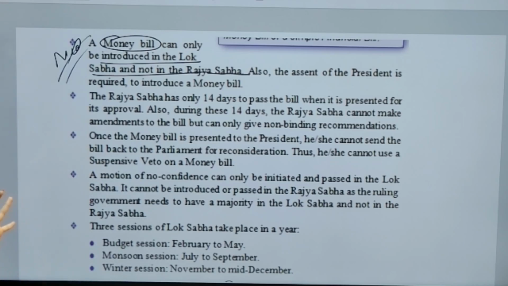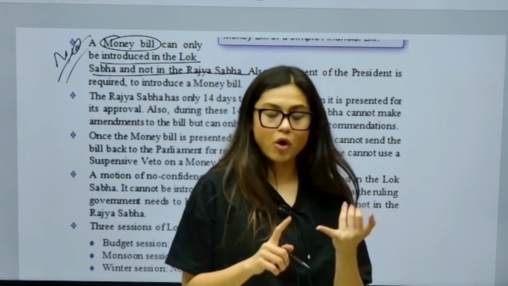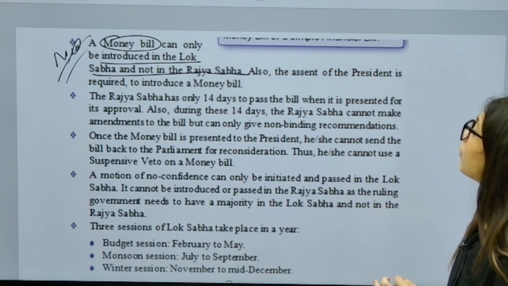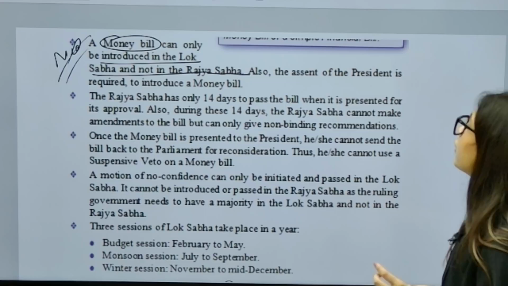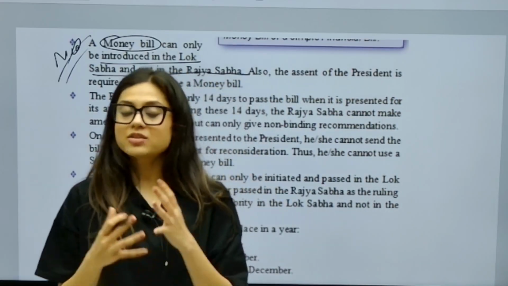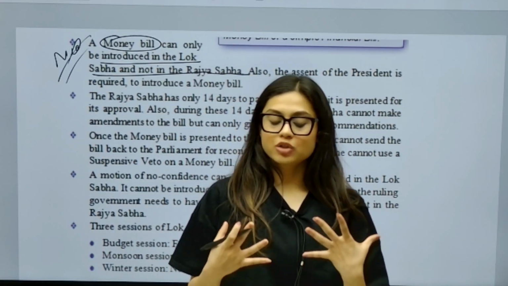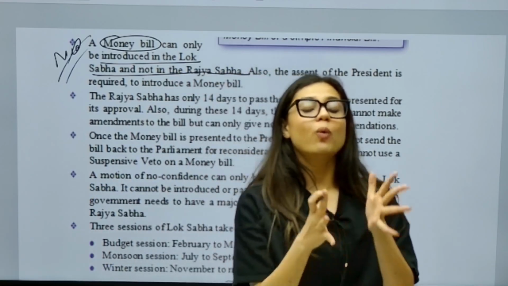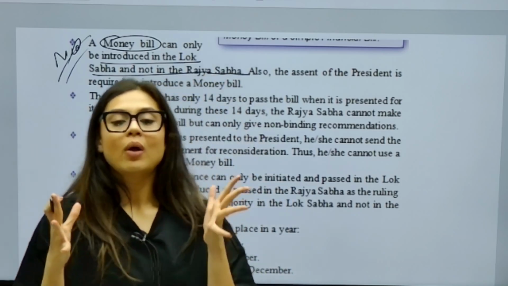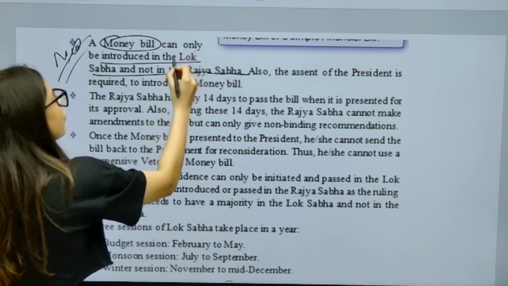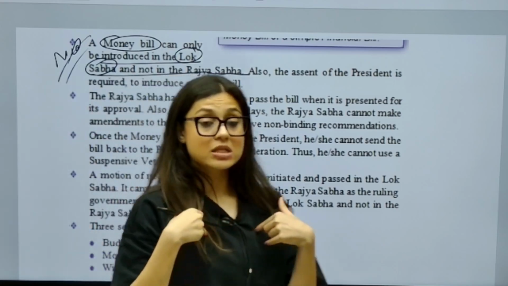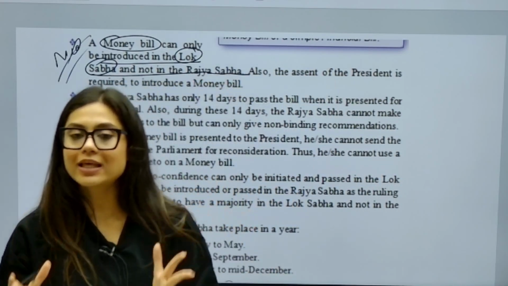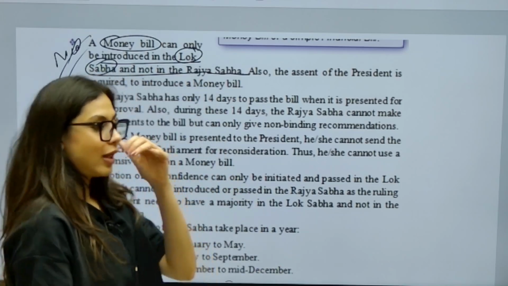When we talk about bills, there are 4 types of bill: ordinary bill, money bill, financial bill part 1, financial bill part 2. Only the money bill can be introduced in Lok Sabha and not the Rajya Sabha. Why? Because it is our money. We are the taxpayers. So whatever money we pay as a tax, it is distributed to make the policies. So this money should be in the hands of Lok Sabha. Why? Because it is us who elect the members of Lok Sabha, and this money should be in the hands of our elected people. That's why.